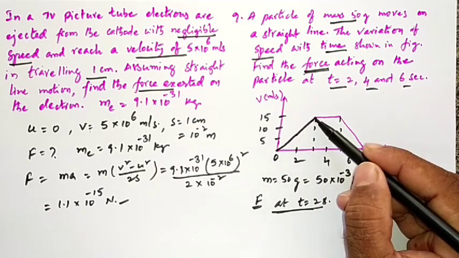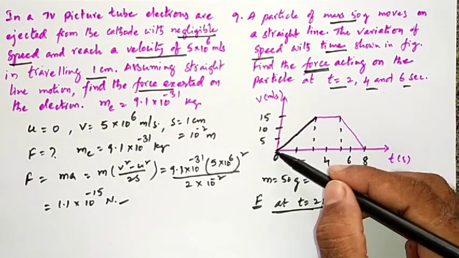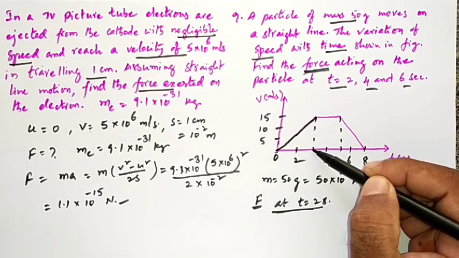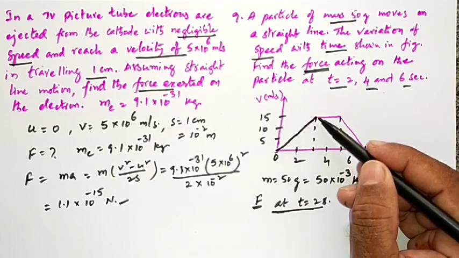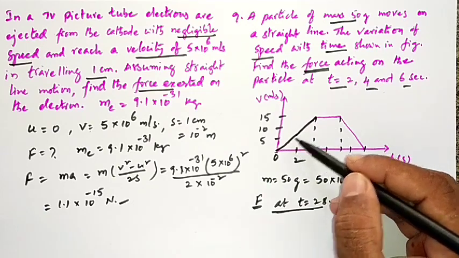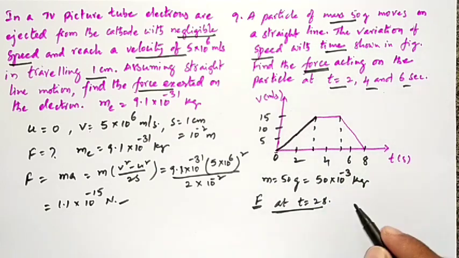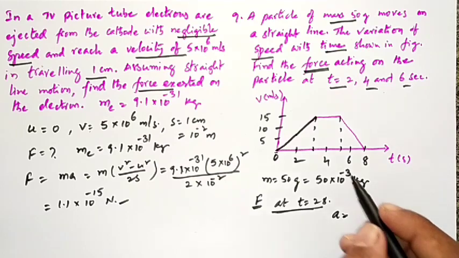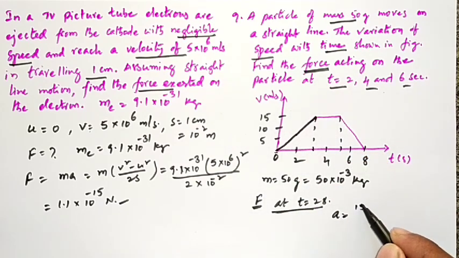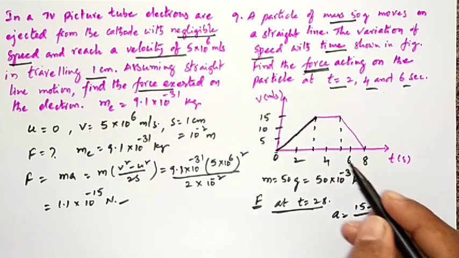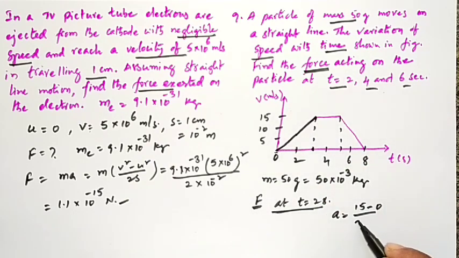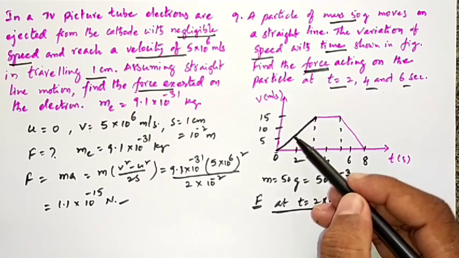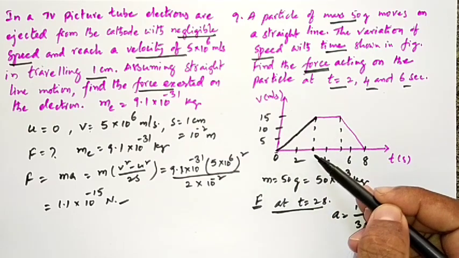As it is constant acceleration, the graph shows that it is moving with constant acceleration. Acceleration from 0 to 3 seconds will be the same, means at 1 second, 2 second, 3 second, the acceleration is the same. So I will be calculating acceleration for this. Acceleration is nothing but the slope of the graph, that is y2 minus y1 by x2 minus x1. So y2 is 15 minus y1 is 0 by x2, I have taken up to this, that is 3 minus 0. That is how much? 5 meter per second square. This is the acceleration at any point from 0 to 3 seconds.